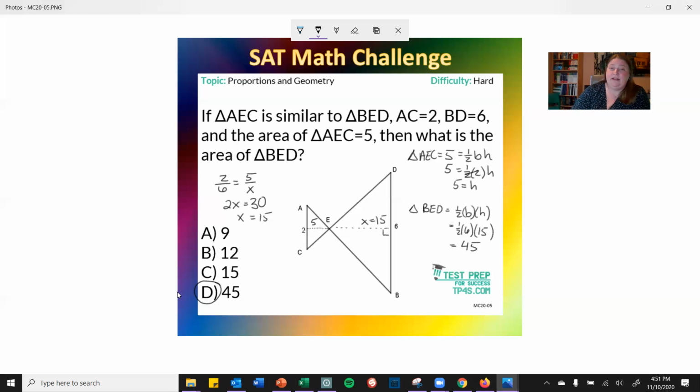And this question is typical of one of the harder questions on the SAT, although I do think that this question will be found on the no calculator section. So do be ready to do all this math without a calculator when you take your test on test day.